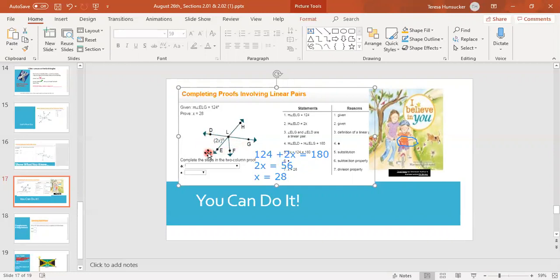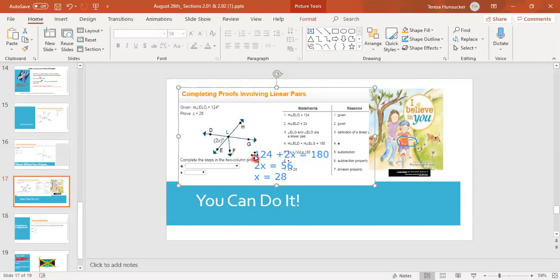ELG and DLE share ray LE. That's what linear pairs do, share a ray, and they're formed on a straight angle. So we know they're supplementary. They're a linear pair because they share a side. So that's the reason we can say they're a linear pair, definition of linear pair. Now the measure of angle BLD and ELG, so 2x plus 124 equals 180. And that's because linear pairs are supplementary, okay?